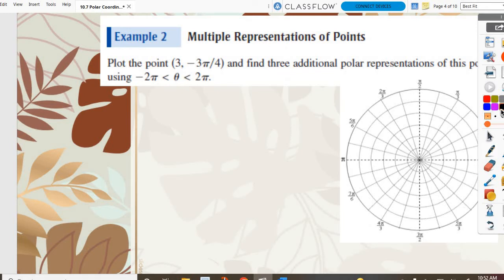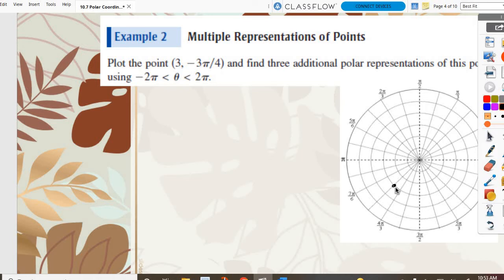Alright, so now we're going to graph this one together. We're going to go out 1, 2, 3, and then we're going to go negative 3 pi over 4. What quadrant would that be in? 3. Because normally positive 3 pi over 4 would be in my second quadrant, but it's my second quadrant going clockwise, so it's actually my third quadrant.